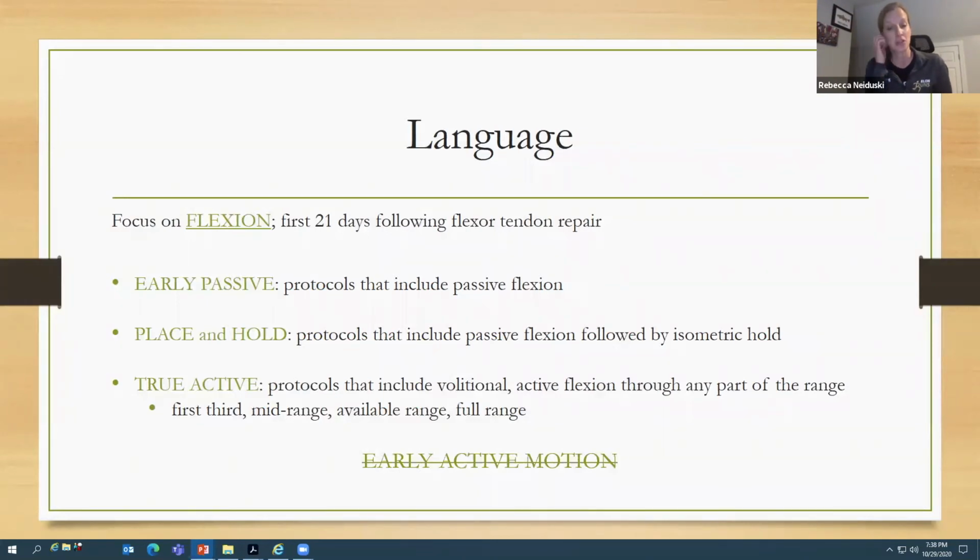And so truly the use of the term early active motion, in my opinion, is kind of a garbage term because it can really be any of these things. So true active flexion is different, in my opinion, than early active motion.